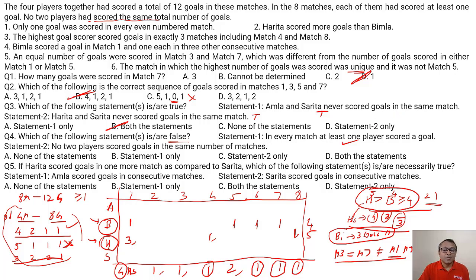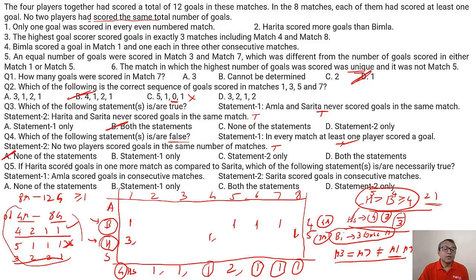And no 2 players scored goals in the same number of matches. Okay. So, for example, if you look at B, has scored goals in 4 matches. H has scored goals in 3 matches. Whereas A and S, one of them must have scored goals in 2 matches, one of them must have scored goals in 1 match. So technically this is also true if you look at it. Okay, so both are true. If both are true, that means none of the statements are false. So A option. Right? Both are true, so none of the statements are false.